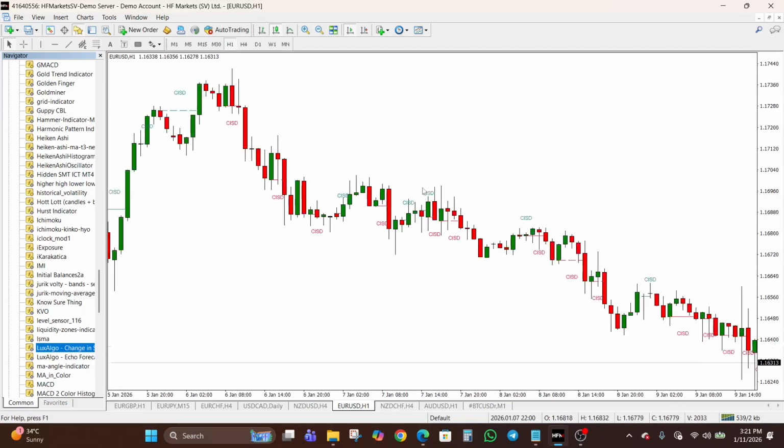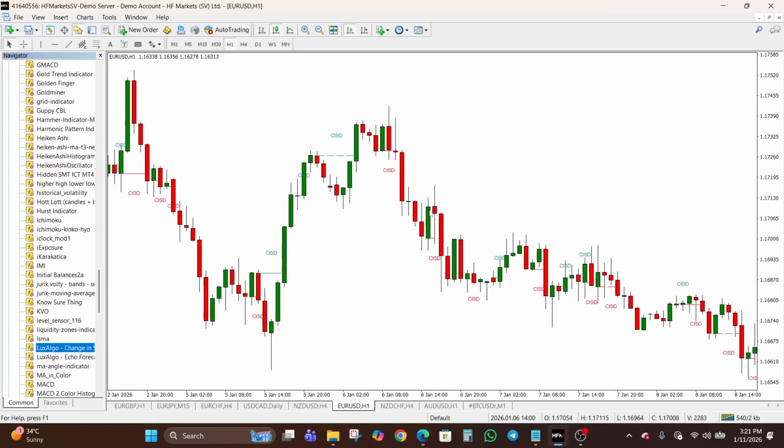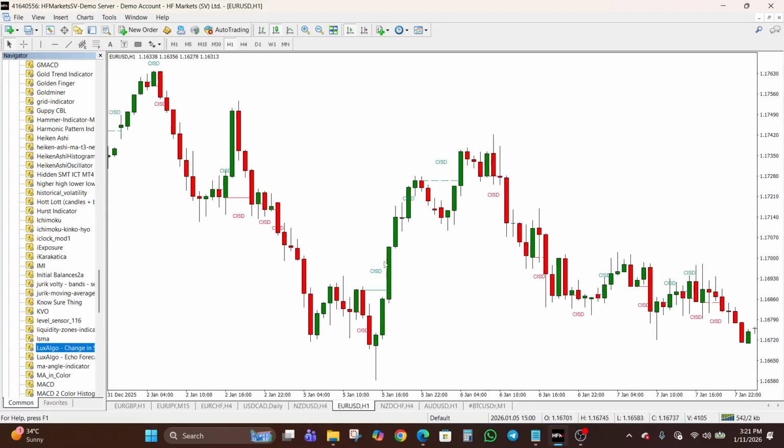Let's just go to a smaller time frame and look at this real quick. So, change in state of delivery, right? We can see that when there is what looks like a break of structure, as for SMC traders, you will understand what I'm talking about. What looks like a break of structure is what this indicator paints as CISD. And then we have the bullish CISD and the bearish CISD, of course.